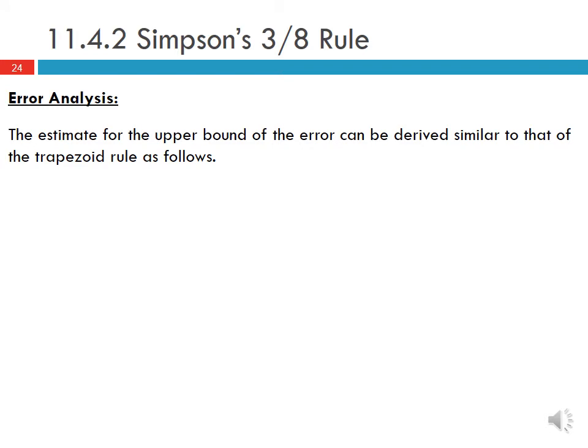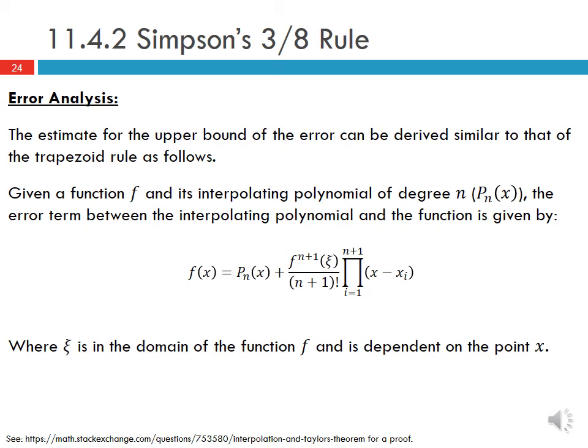So to estimate the upper bound of the error, we can use the same process that we used for the trapezoid rule. Given a function f and its interpolating polynomial of degree n, Pn of x, the error term between the interpolating polynomial and the function is given by the expression shown here. Again, I'm not going to go through the proof, but if you're interested, you can take a look at the link there to see how this comes about. And again, c is in the domain of the function f and is dependent on the point x.